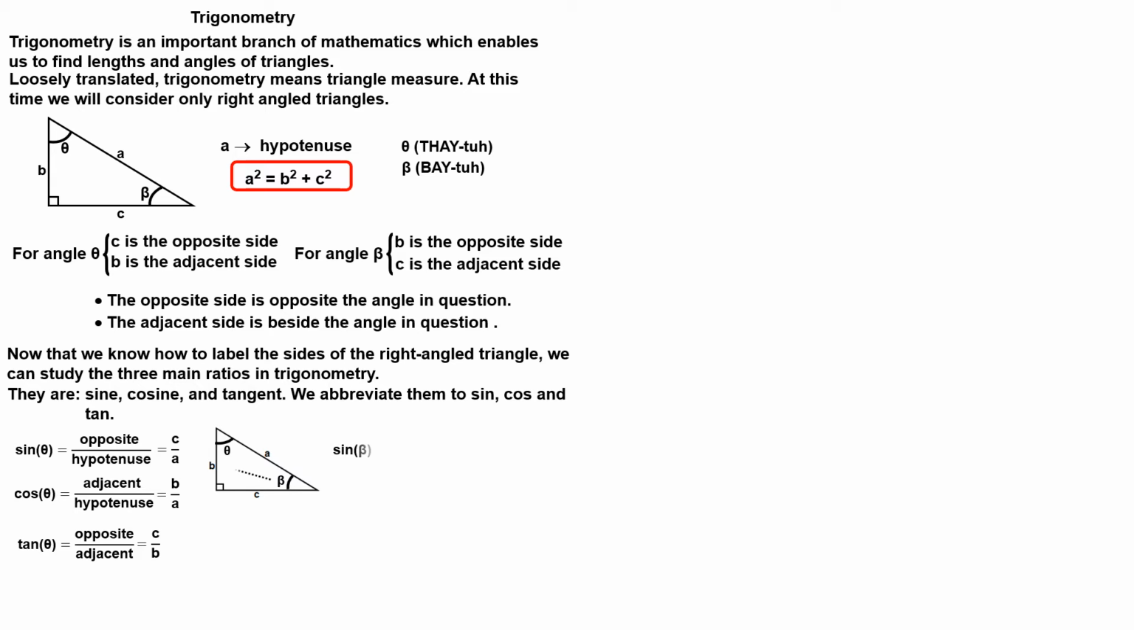Sine of beta is side opposite angle beta over hypotenuse. Cosine of beta is side adjacent to beta over hypotenuse. Last but not least, the tangent of beta is side opposite angle beta over side adjacent to beta.